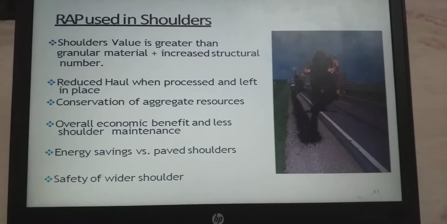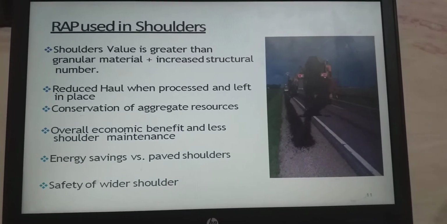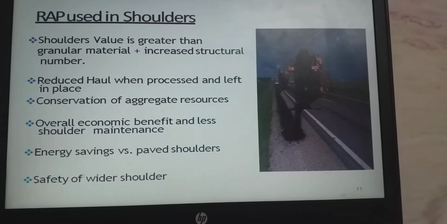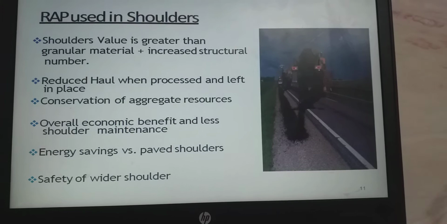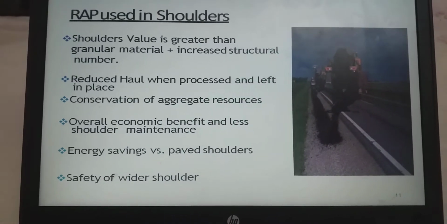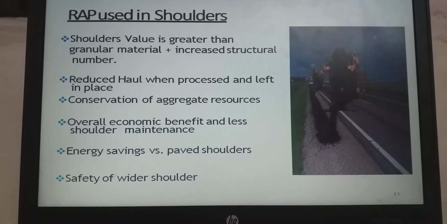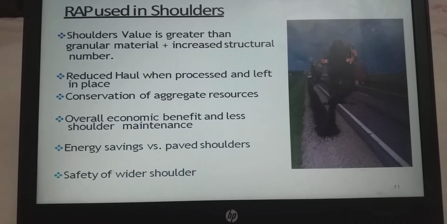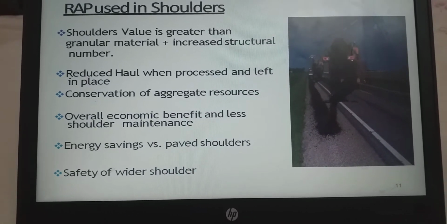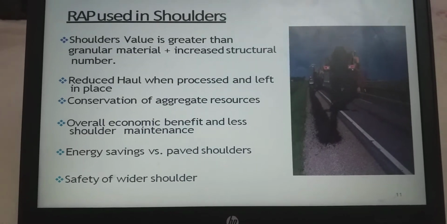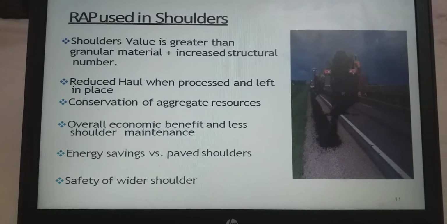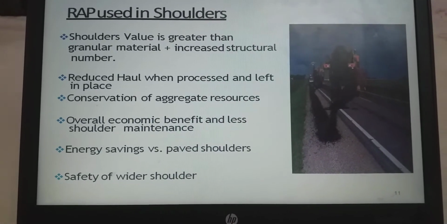Then if we use recycled aggregate pavement in a shoulder, see the picture, they are spreading the recycled aggregate pavement on the shoulder. Again here we can save the material cost, we can save aggregate, conservation of aggregate. Then again we can save the haul distance, and energy saving is also there.